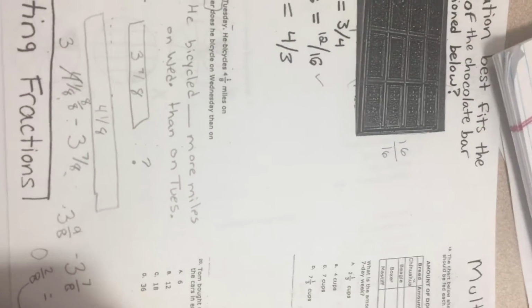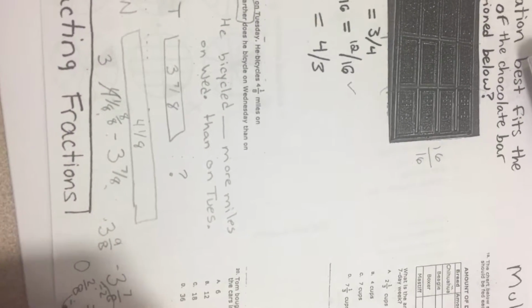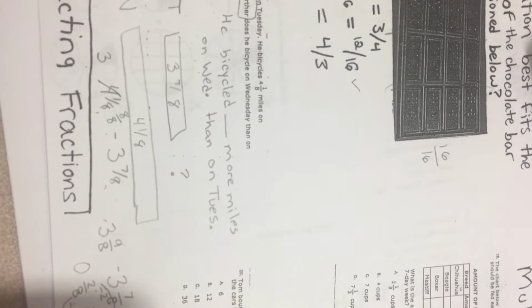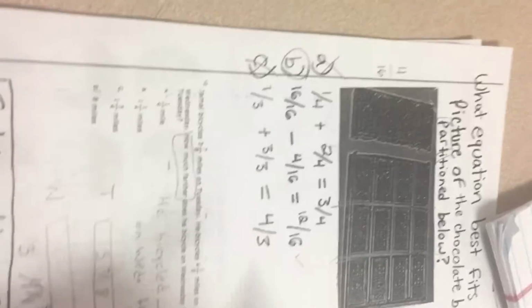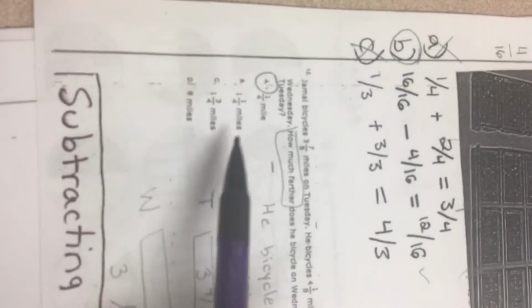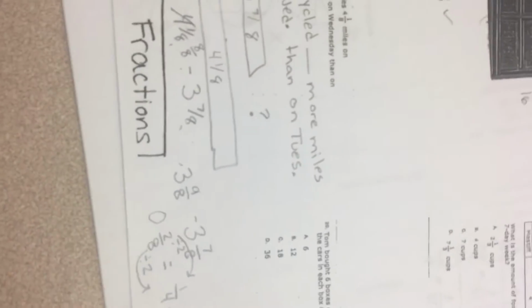Well, 2/8, if I divide both 2 and 8 by 2, I will get 1/4. So now I need to look at my answer choices. A says 1/4, which is what I got, so I'm going to circle A. Many of our students said B because they forgot to subtract a whole when they added their whole. But the correct answer is A because 3 9/8 minus 3 7/8 equals 2/8, which equals 1/4.